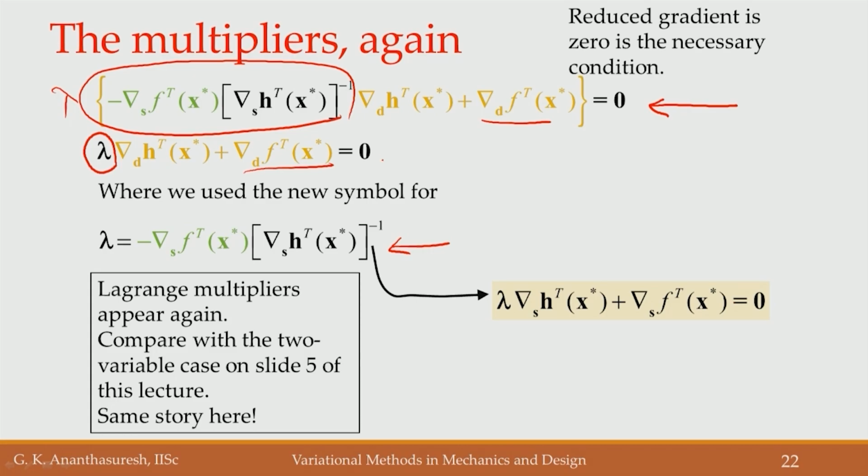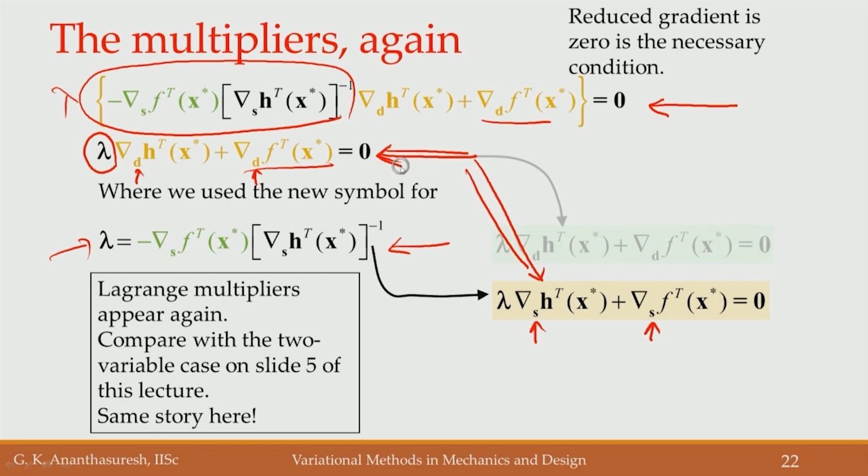So, if we compare this equation and this equation, this is with respect to s here, this is with respect to d here, just like we had earlier. The way we define lambda gives rise to this one, and the first order perturbation of the reduced gradient gives rise to this.